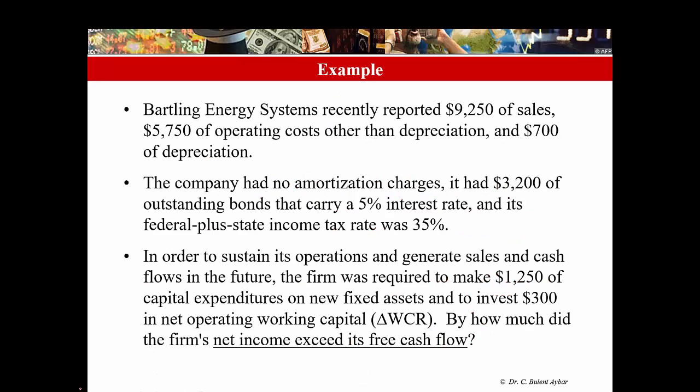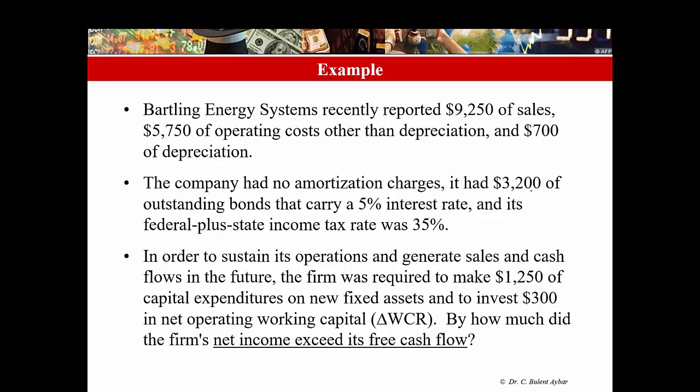So let's look at another example. It is similar to the first example that we had. In this case, Bartling Energy Systems recently reported $9,250 of sales, $5,750 of operating costs other than depreciation, and $700 of depreciation costs. The company had no amortization charges.